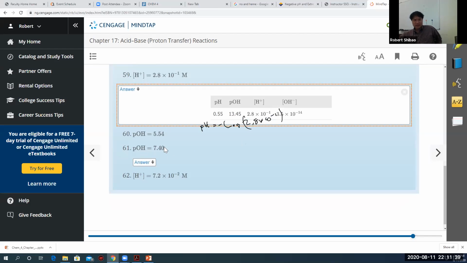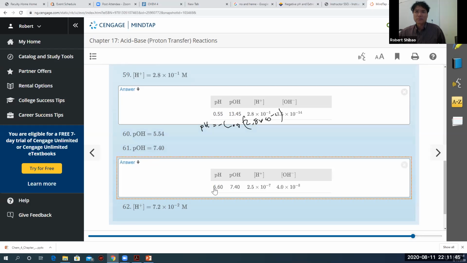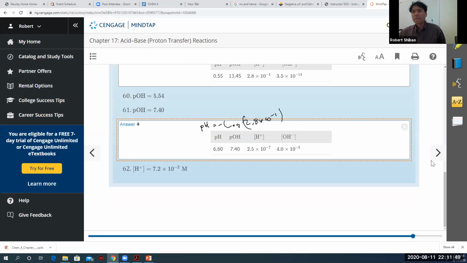Here we're given the pOH. Here we could do this in our head. If that's it, then 6.6 is the pH, and then we can calculate the concentrations based on that.